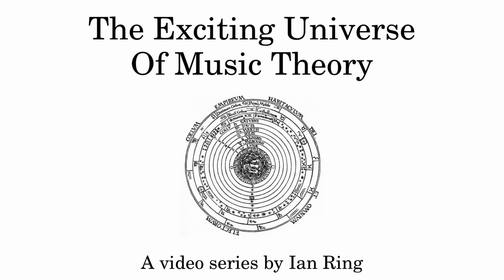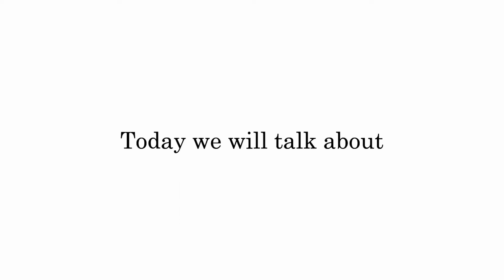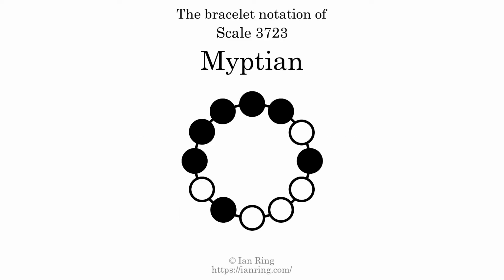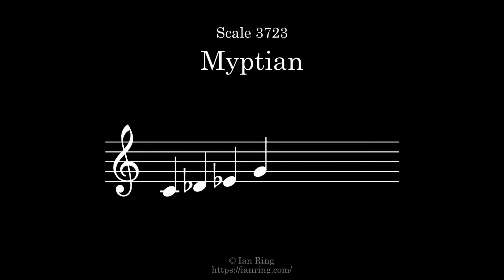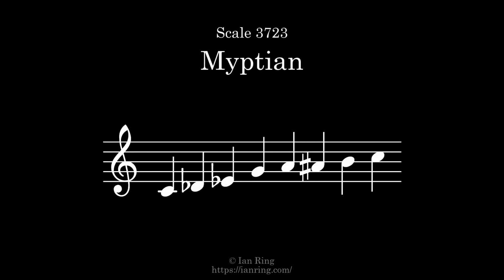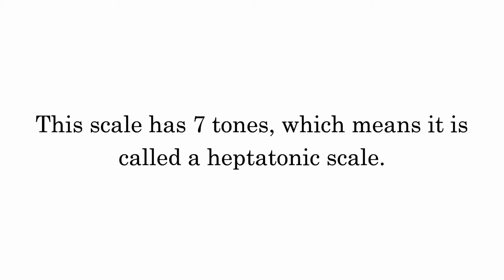Welcome to the exciting universe of music theory. Are you ready to learn? Then let's begin. Today we will talk about scale 3723, Myptian, which sounds like this. This scale has 7 tones, which means it is called a heptatonic scale.